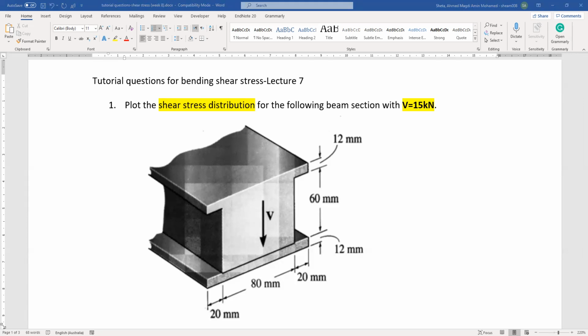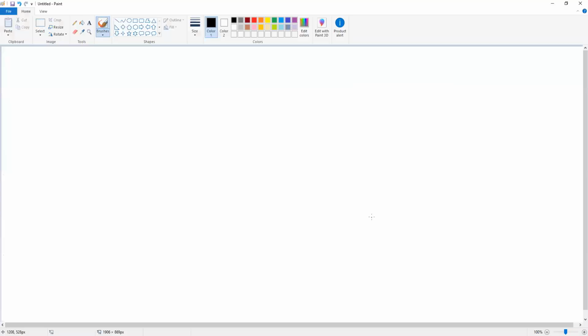Now I will open a drawing file and share this file. Today we will do the shear force. This is question 1. Sorry, my handwriting will not be good today because I don't have a pen. I'm using my mouse only today, so it will not be very good.